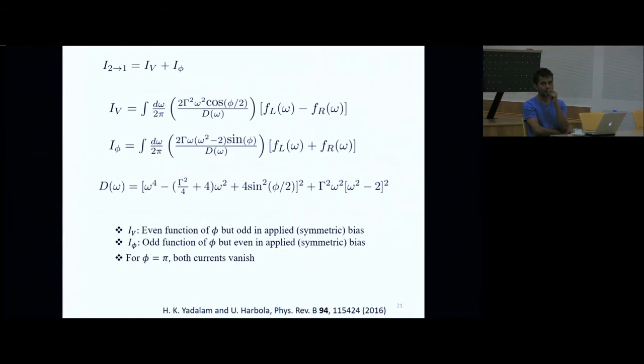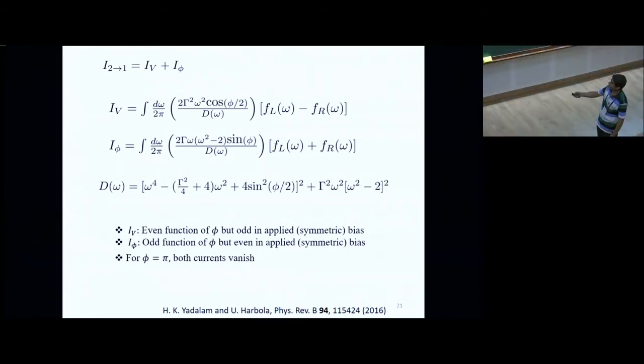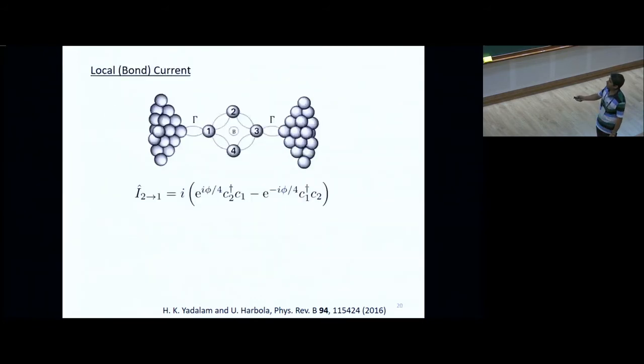But it allows you to control this bond current now. Because these have different parities with respect to phi and voltage, I can change the direction of phi, make it negative, and change the parameters so that it flows opposite to IV. That way you can cancel the bond current between 2 and 1. The same thing you can do between 4 and 1. So you can selectively cancel this current or this current.